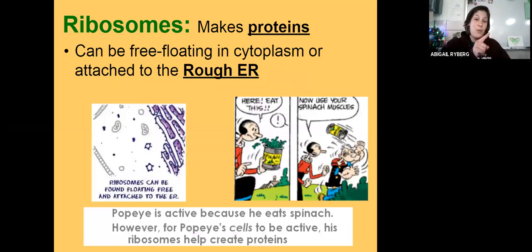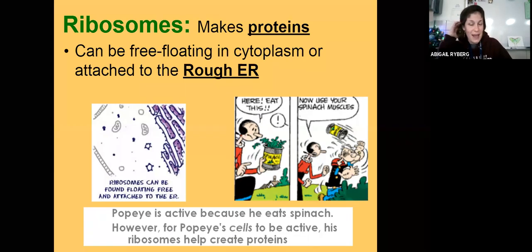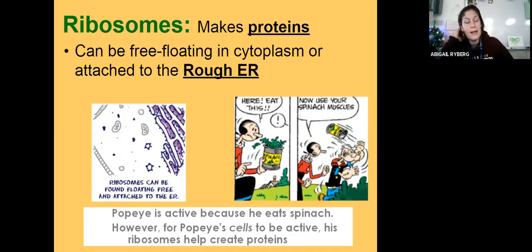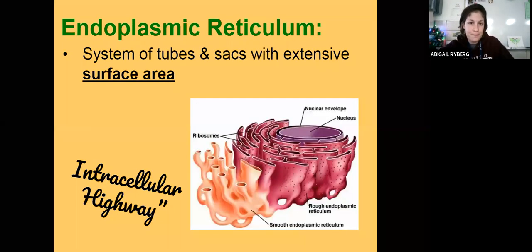Ribosomes. So remember, we already mentioned this word. Ribosomes are formed by the nucleolus. And then what the ribosomes actually do is they make proteins. Last unit, we talked about proteins. And so now you understand the importance of proteins and that they're in charge of almost every cellular process. Ribosomes can be free floating, so just literally floating throughout the cell in the cytoplasm, or they can be attached to the rough ER. And we'll see that here in just a sec.